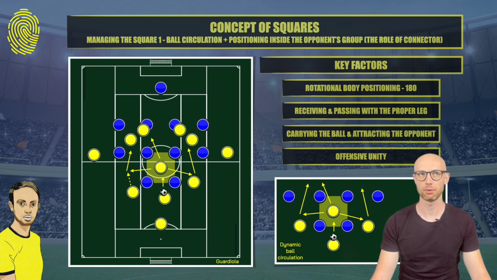Moreover, he should be able to manage his body position and collaborate with the player in possession of the ball, considering which foot will be used for passing and receiving the ball. Receiving the ball between the lines with separation from the opponent allows the player to progress in the game. This enables him to attract the opponent's attention.